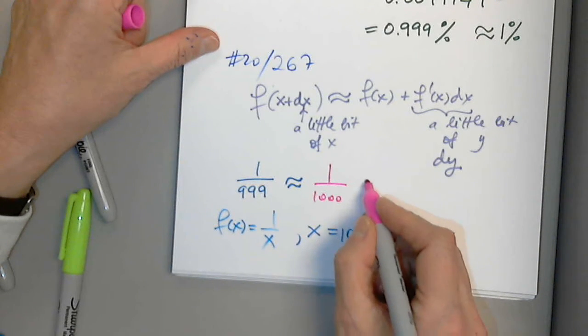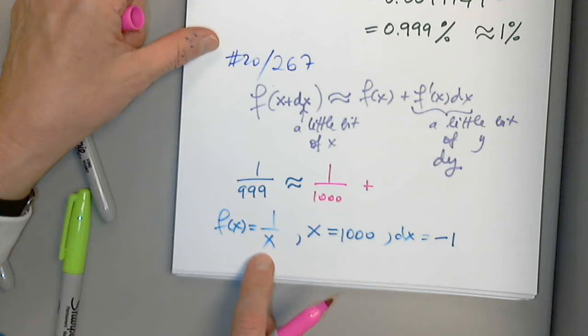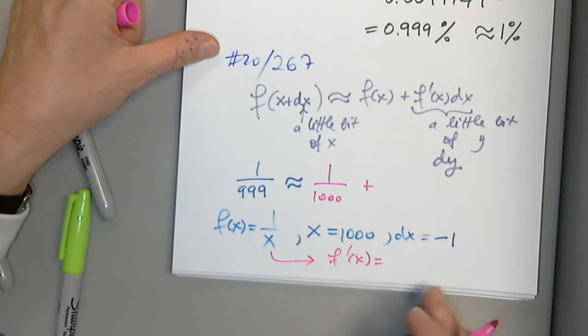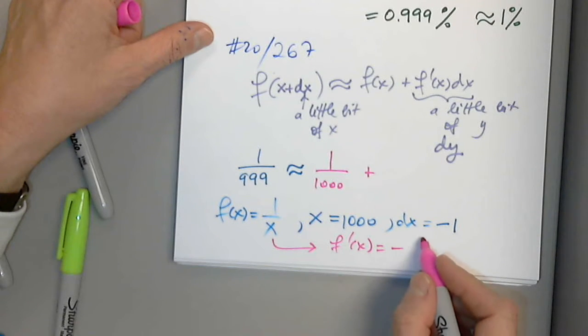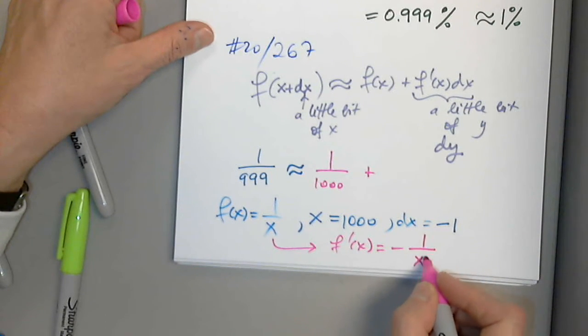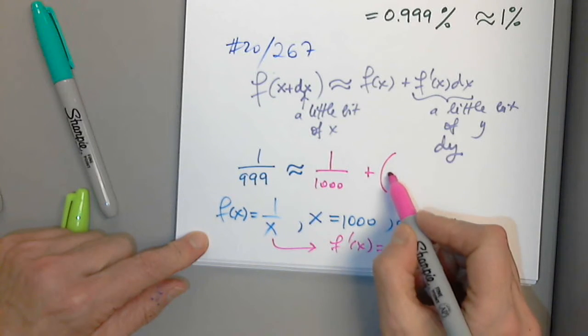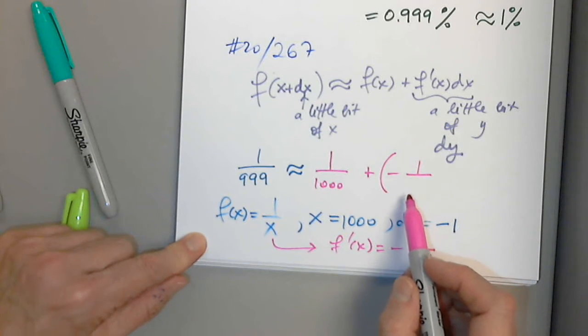Perfect. Plus, I need the derivative of this, of course. And we know it by heart now. F prime of x is? -1 over x squared. Very good. Excellent. Good. So then plus, in parentheses, -1 over x squared.